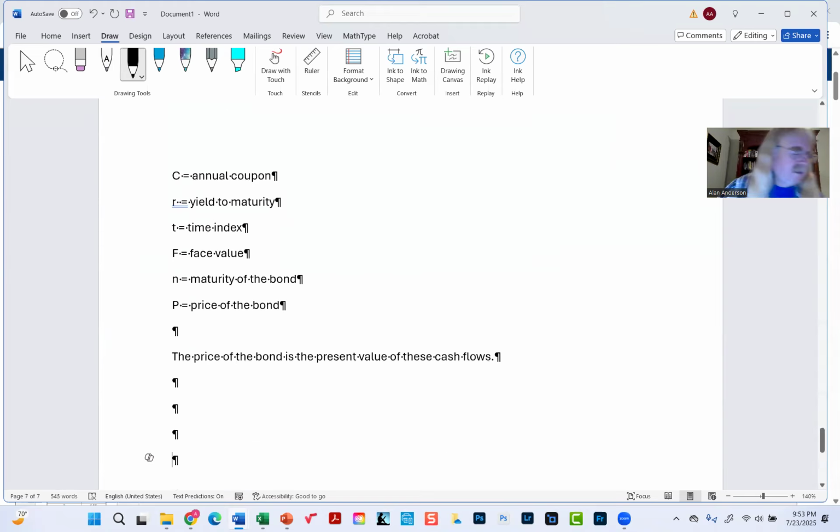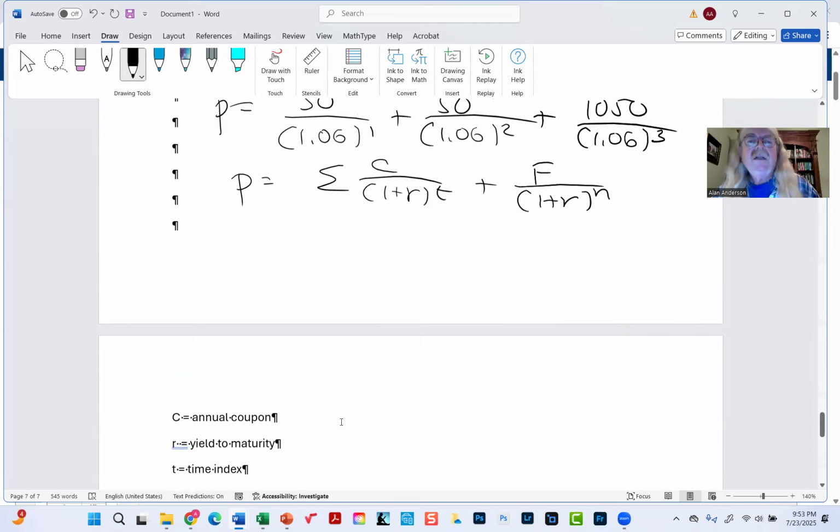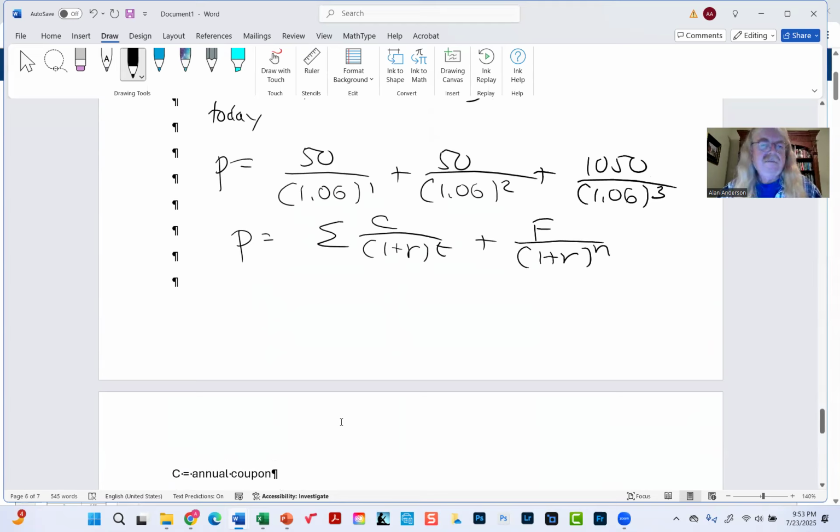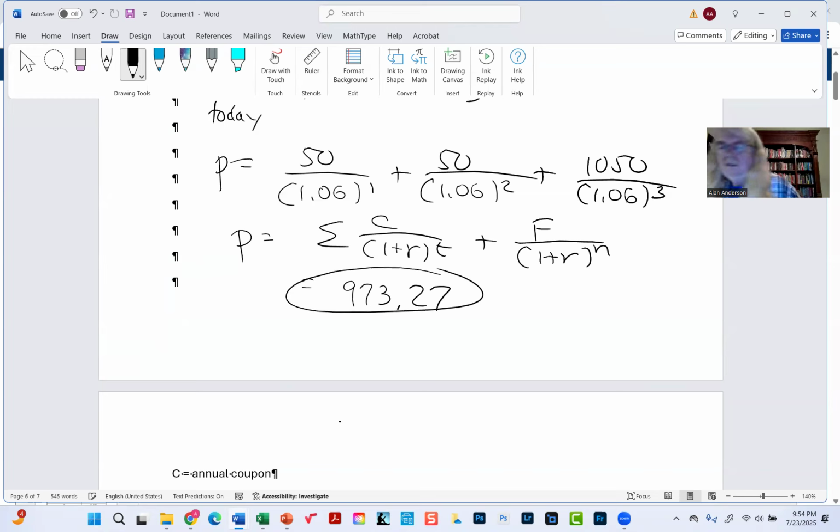All right, so I am going to pop this into my calculator and let you know what this is equal to real fast. Hmm. 973.27. All right.